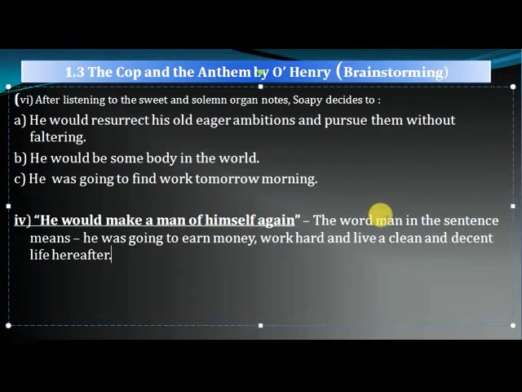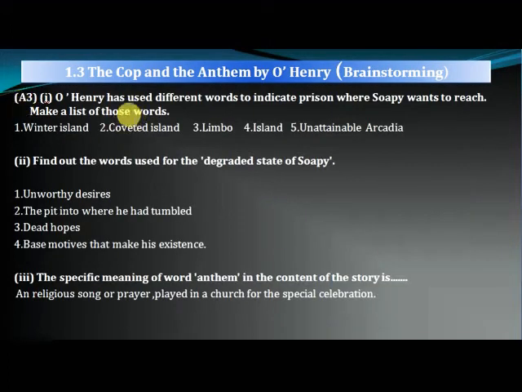The word man in the sentence means that Sophie was going to earn money, he was going to work hard and live a clean and decent life hereafter. So this is the meaning of this particular sentence here. So the next activity is A3.